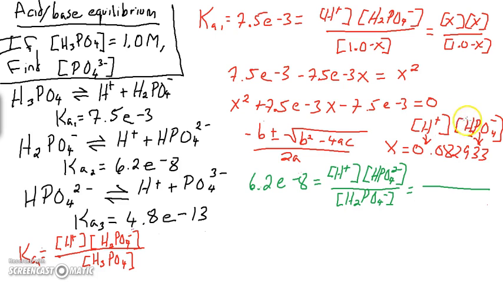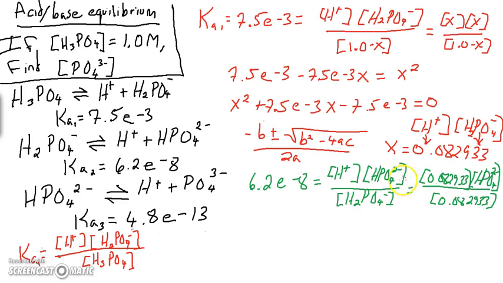So the H2PO4, I just said it's equal to this number right over here. So I'm just going to put this number right in here, 0.82933. Okay, and my H is also equal to this number over here, 0.082933. Okay, and we don't know the last one. That's the one, the unknown, HPO4 2 negative. Running out of space. Okay, so we have our answer over here, right?